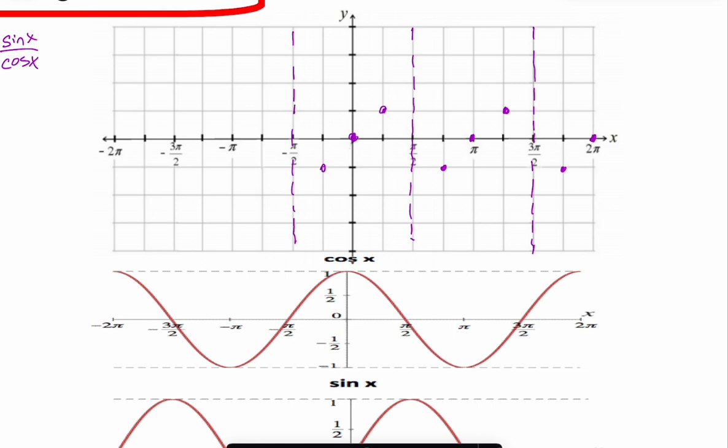Tangent gives me the least useful things, it really doesn't. Positive 1, 0, negative 1, a vertical asymptote. Positive 1, 0, and okay. So those are the points that the chart gives us. Not a lot of good information.